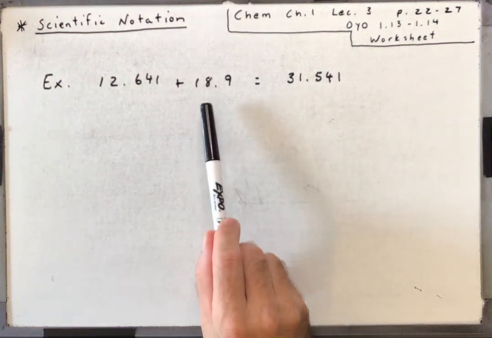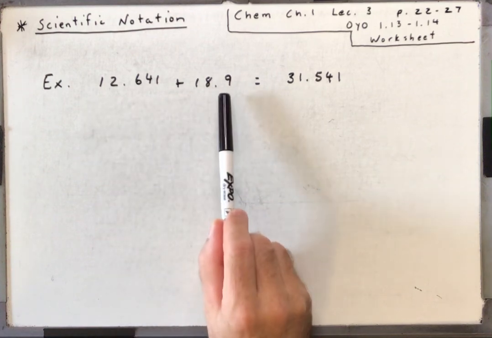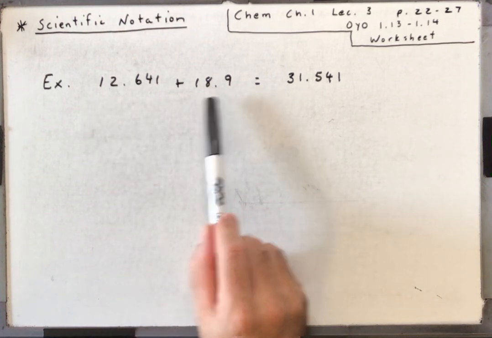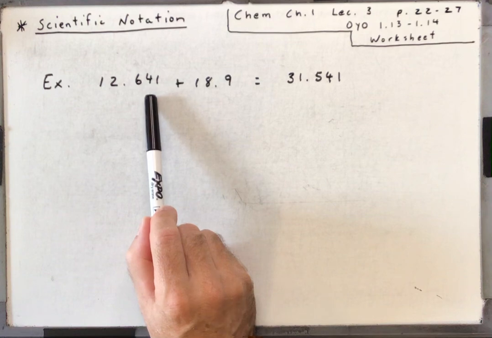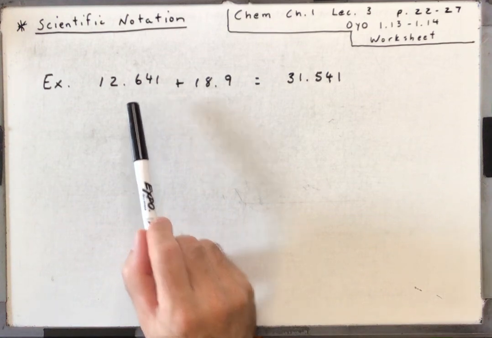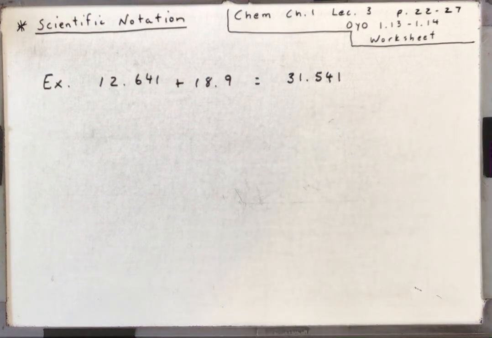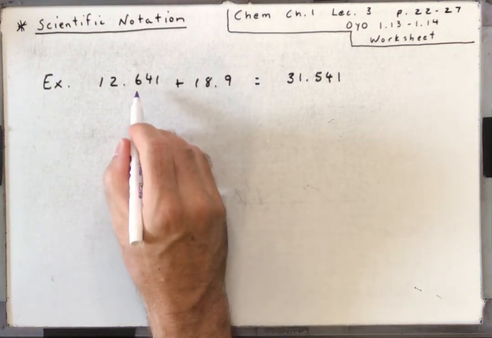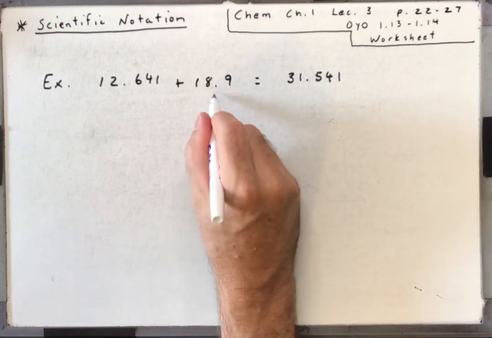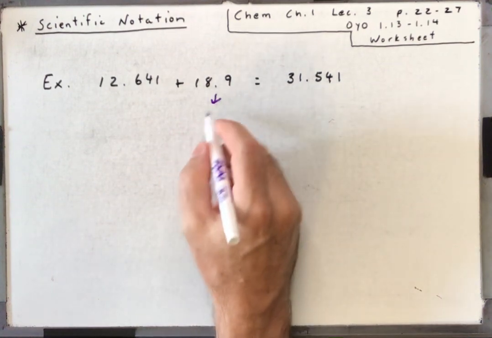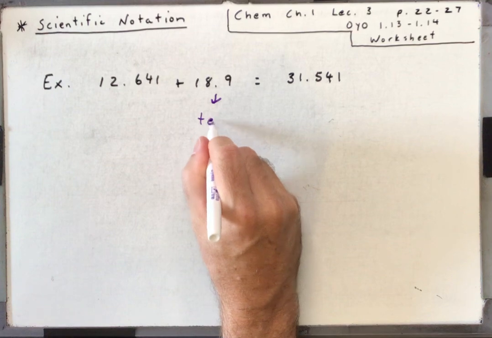You can't take measurements in the lab where one is in the tenths place and the other's in the thousandths place, and go ahead and say that your final answer is accurate to the thousandths place. That's not true. It's accurate to the least precise of the two. And the least precise would be this, which is in the tenths place.